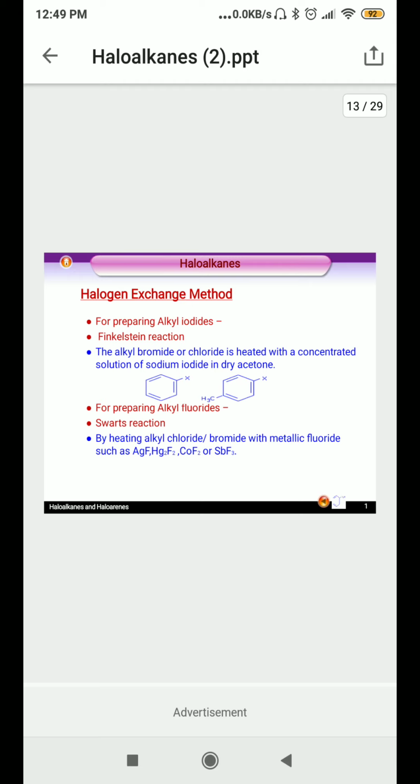And next one is Swartz reaction, again a very important name reaction in haloalkanes, in which alkyl chlorides or bromides are heated with metal fluorides. In this, a very important point to remember is that in Swartz we are using metal fluorides like silver fluoride, mercury fluoride, cobalt fluoride, antimony fluoride.